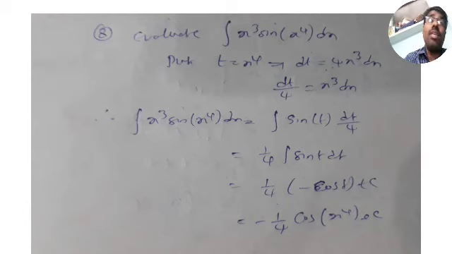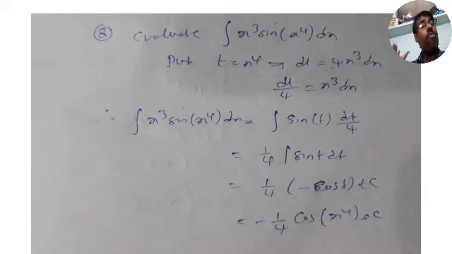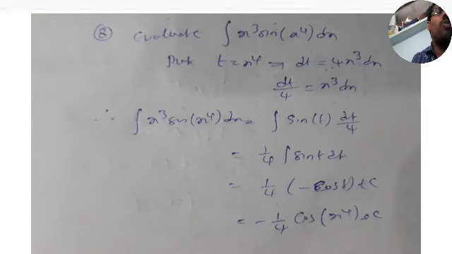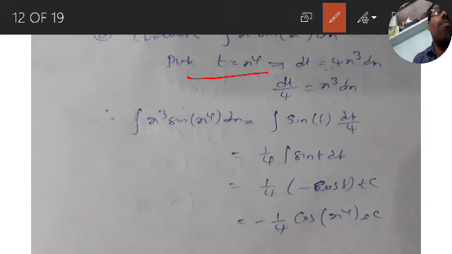Evaluate the integration of x cube into sine of x to the power of 4 into dx. Substitution. What is the substitution here? Sine of x to the power of 4. The derivative of x to the power of 4 is 4x cube, which is in terms of x cube. Therefore, the substitution is t is equal to x to the power of 4.